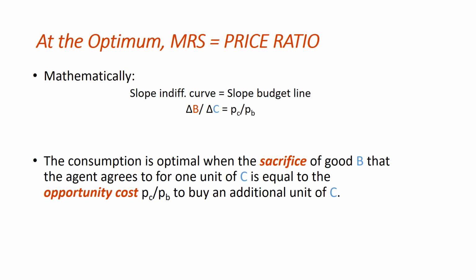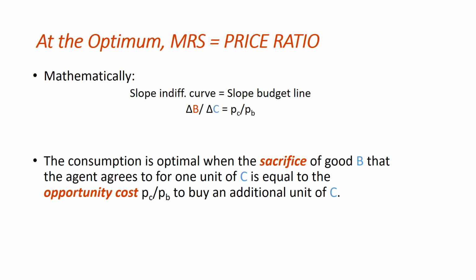The slope of the indifference curve, remember, is the marginal rate of substitution. And so that's the change in B divided by a change in C. So how much the consumer is willing to sacrifice in terms of good B in order to get an extra unit of good C. And that's equal to the slope of the budget line. The slope of the budget line is the ratio of prices, PC divided by PB.